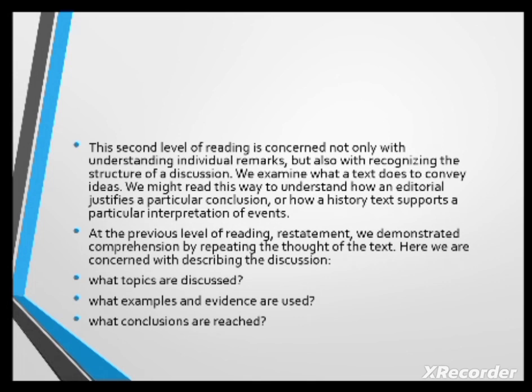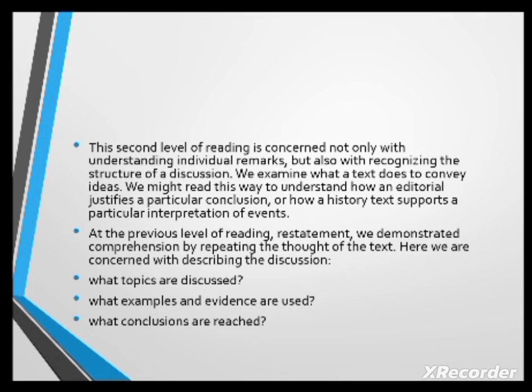This second level of reading is concerned not only with understanding individual remarks but also with recognizing the structure of a discussion. We examine what a text does to convey ideas. We might read this way to understand how an editorial justifies a particular conclusion or how a history text supports a particular interpretation of events. So, at the previous level of reading, restatement, we demonstrated comprehension by repeating the thought of a text. Here we are concerned with describing the discussion, like what topics are discussed, what examples and evidence are used, and what conclusions are reached. Understood, everyone?